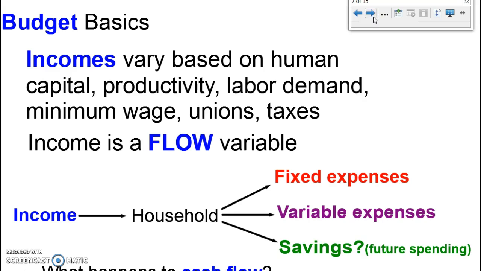Okay, so that is basically all I'm going to talk about, the economic thinking portion. So we're going to move on to the budget basics. Most of these I think are fairly common sense, but maybe not. So first of all, your income, whatever kind of income you get, is going to be based on your human capital, your productivity, the demand for your labor, which is a derived demand.